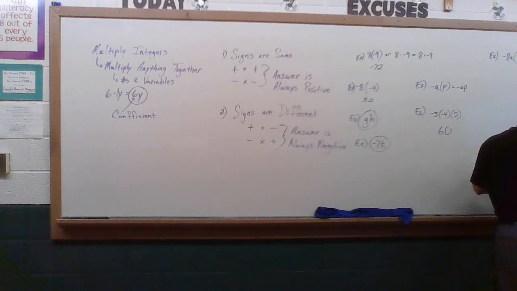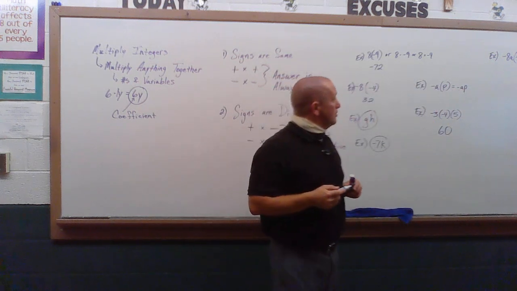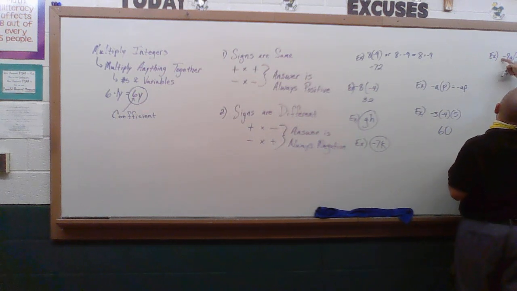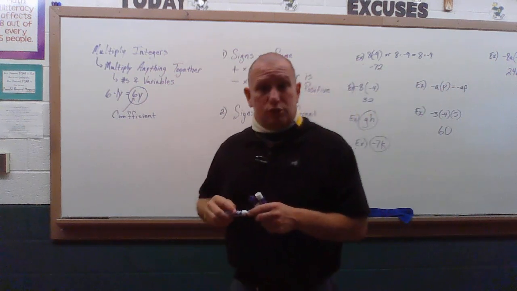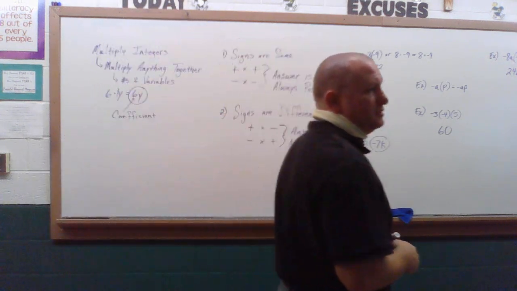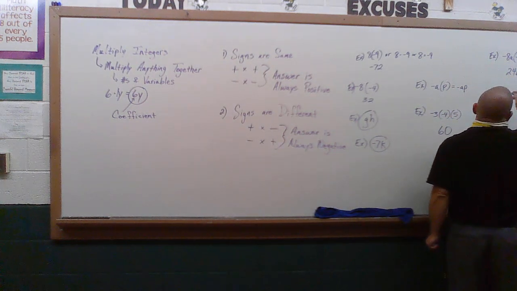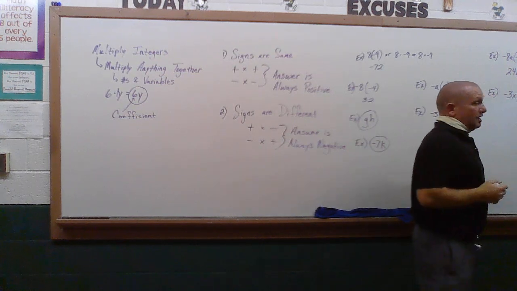How about this one? -8a times -3b. 24AB. Perfect. 24. So we're doing the numbers. Negative, negative, two negatives make a positive. And then we just include the variables. And then the next step would be to include multiple variables, but we're not there yet, right? Then we can do the problem like we did at the end the other day, where they give us an expression, and we fill it in.